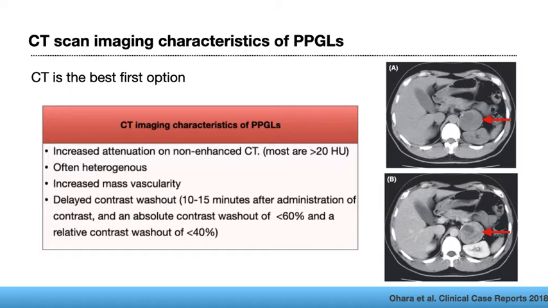There is increased attenuation on non-enhanced CT scan, and in most cases, pheochromocytoma has an attenuation value of more than 20 Hounsfield units. And this is, as we mentioned, because pheochromocytoma is a soft tissue mass that does not contain an excessive amount of fat like a benign adrenal adenoma. The second characteristic is that pheochromocytoma usually appears heterogeneous because of the areas of necrosis and cystic degeneration, which appear more hypodense than the surrounding tumor tissue, as seen in panel B. Also, pheochromocytoma typically enhances avidly because of the increased vascularity, as seen in panel B also.